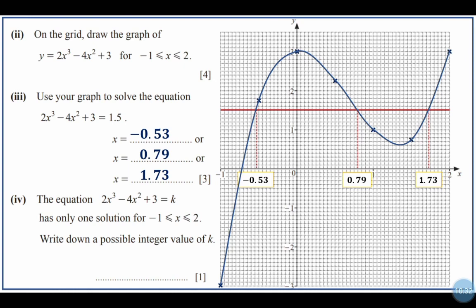Okay, question number 4. The equation 2x cubed minus 4x squared plus 3 equals k has only one solution for x is greater than negative 1 but less than 2. Write down a possible integer value of k. Okay, take note of this. It should be a possible integer value. Integer meaning it is not a decimal, it is not a fraction. It is a whole number. It can be positive or negative. That's basically the meaning of integer.